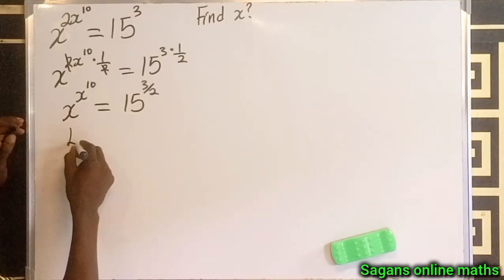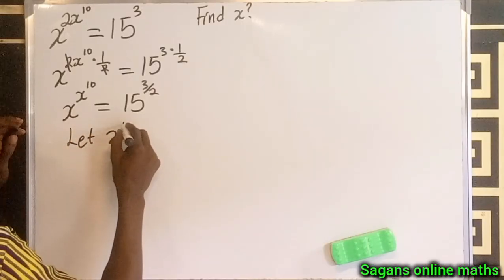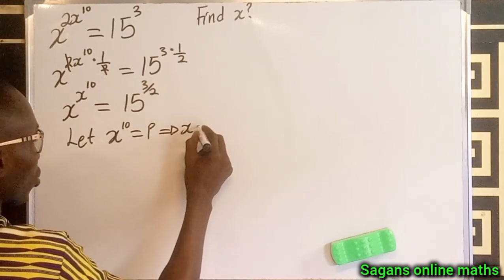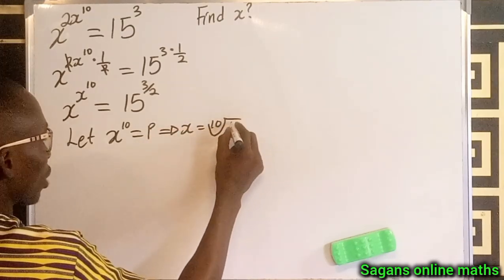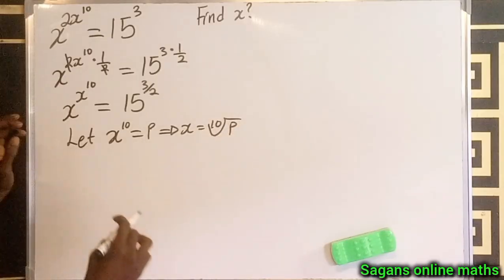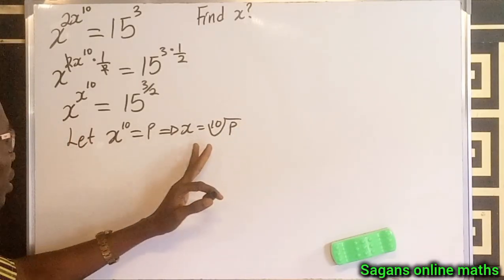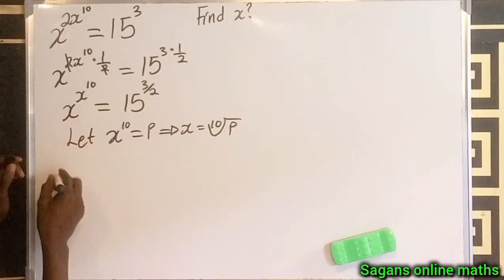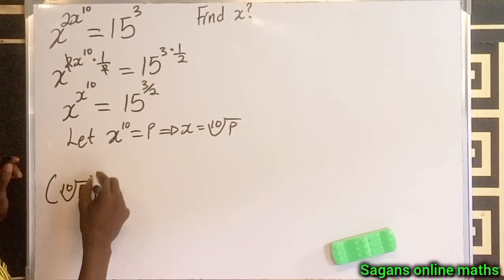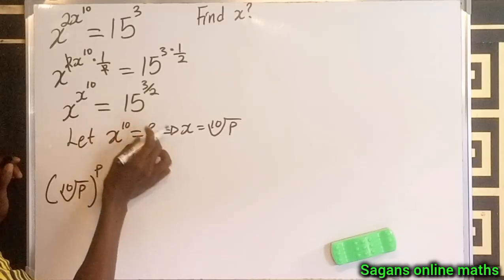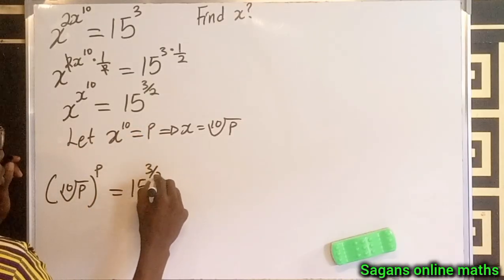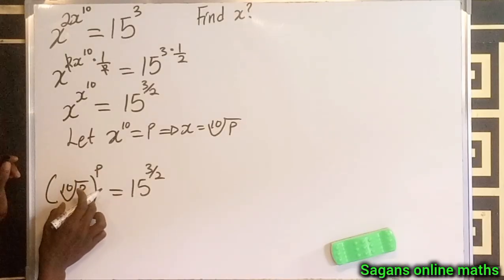Okay? We are not wrong if we say let x to the power of 10 equals to p. This implies that x will be equal to the 10th root of p. So we know the value of x, right? Anywhere we see x, I want to substitute the value of p in this equation. Look at x here, this is the 10th root of p to the power of p, because x to the power of 10 is p, equals to 15 to the power of 3 divided by 2.